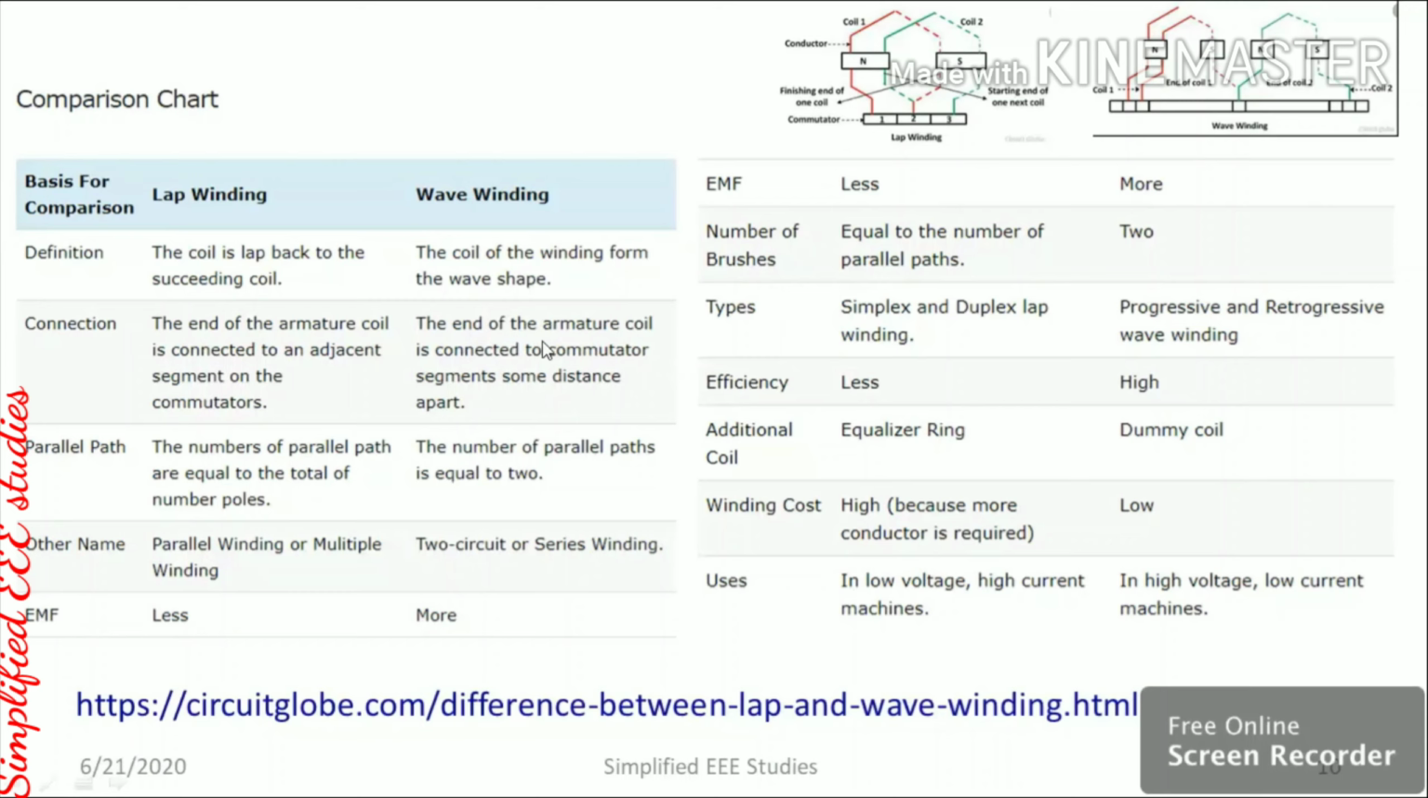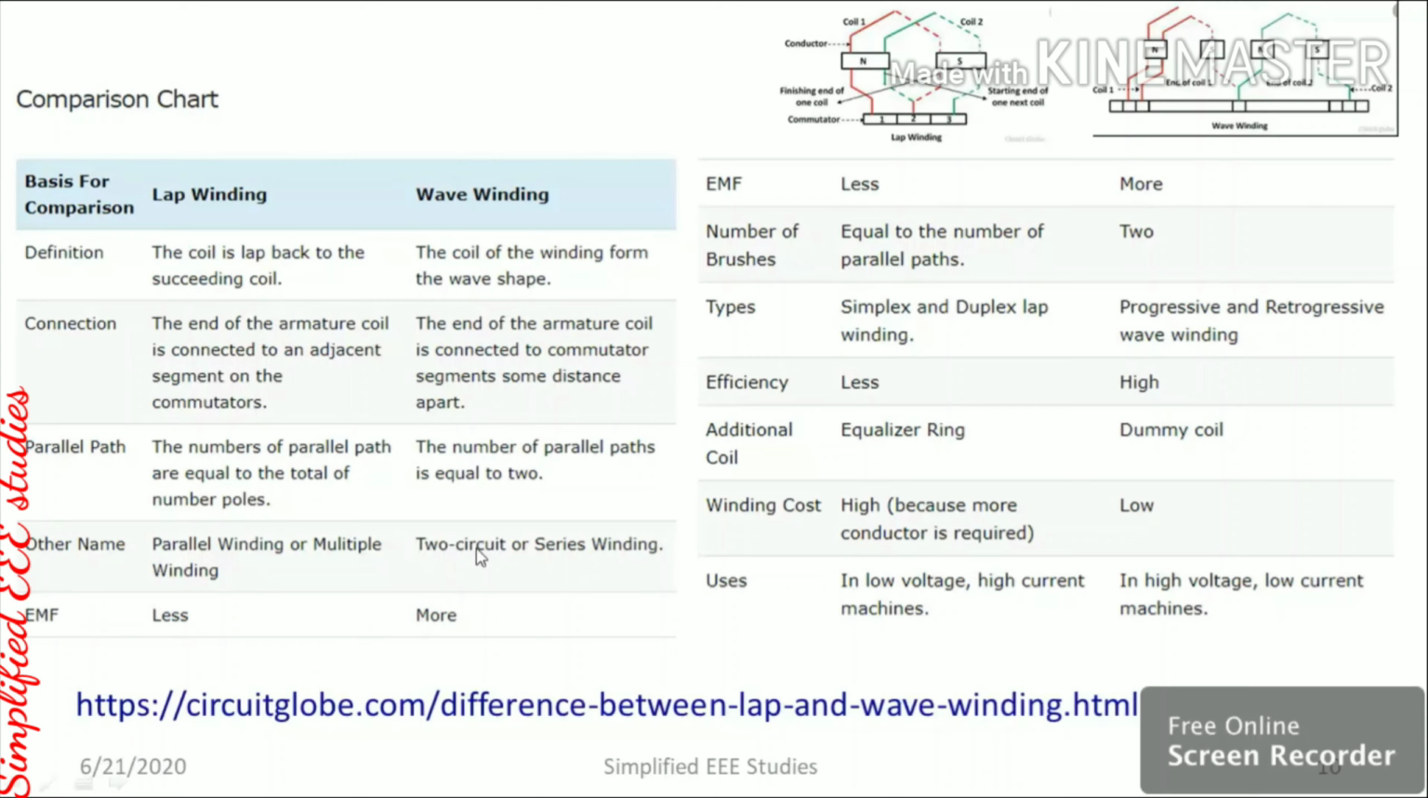In wave winding, the end of the armature coil is connected to commutator segments some distance apart. You can see the particular distance which I mentioned in the point. Then parallel paths: the number of parallel paths equals the total number of poles in the case of lap winding, but in wave winding the number of parallel paths is always equal to 2, as I already explained. Let us call lap winding parallel winding or multiple winding, whereas wave winding is called two-circuit or series winding.